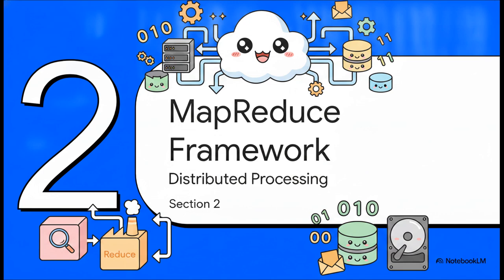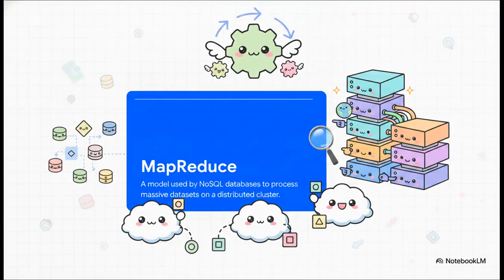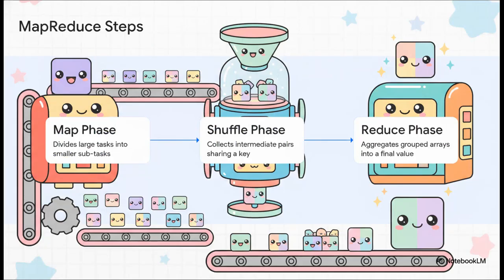Section 2. Enter the MapReduce Framework and distributed processing. Let's lock in on a definition. MapReduce is a conceptual framework and software development model utilized by modern NoSQL databases. We're talking heavy hitters like MongoDB, CouchDB, and the Hadoop ecosystem. It processes massive datasets using a parallel distributed algorithm right on a cluster. Essentially, it's a divide-and-conquer strategy. It takes a massive task, chops it up into smaller subtasks, processes those concurrently across a bunch of nodes, and then aggregates the results. The absolute easiest way to visualize this is like a highly efficient factory assembly line.